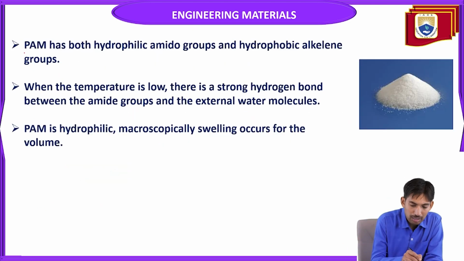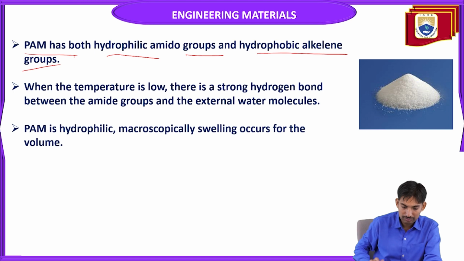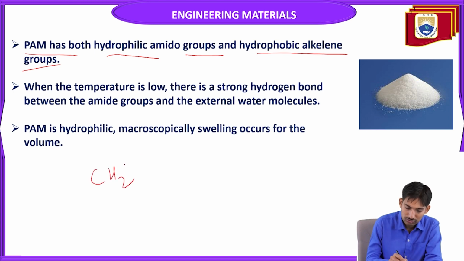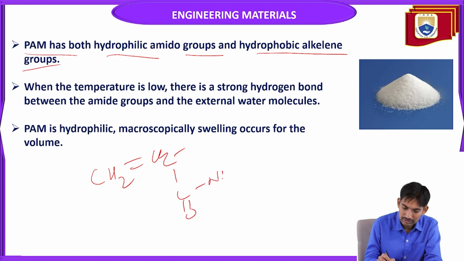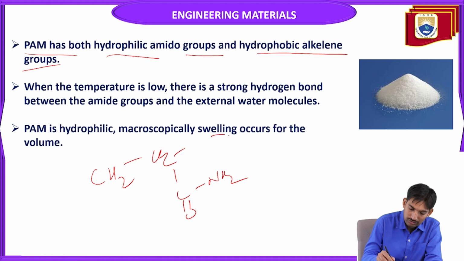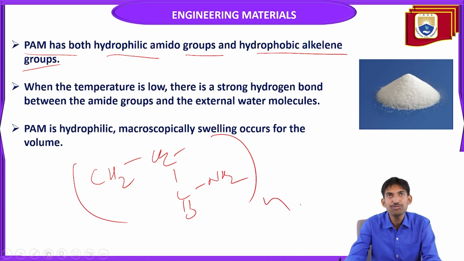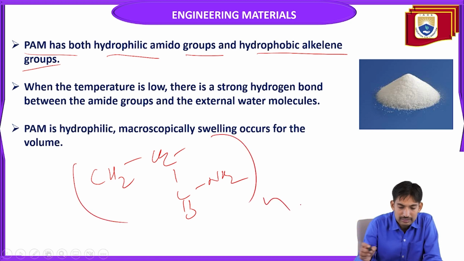The polyacrylamide has both a hydrophilic amide group and a hydrophobic alkene group. Okay, the structure is CH2=CH-C(=O)-NH2. This is the structure of PAM, polyacrylamide.